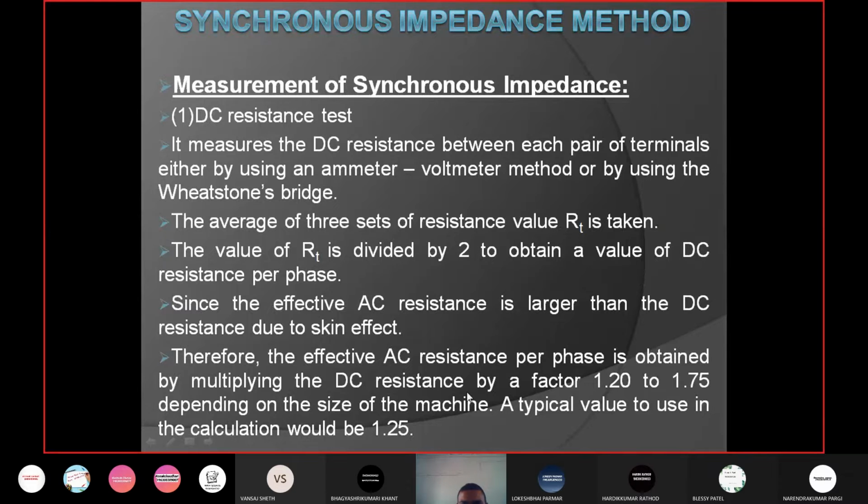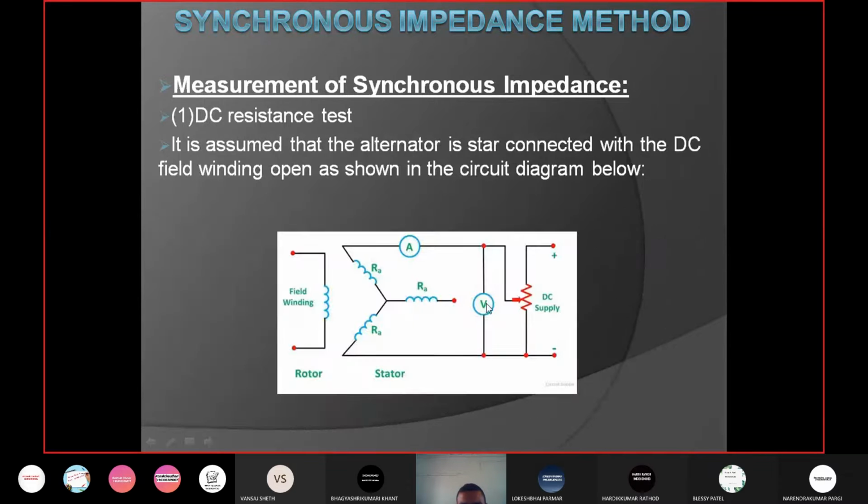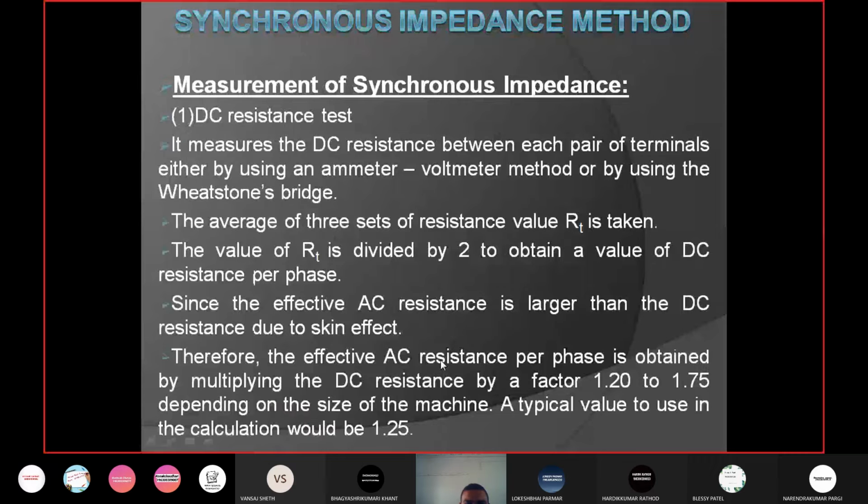Here is R1 between these two terminals, then R2, and between these it is R3. So R1, R2 and R3. The average of these three sets of resistance is taken as RT. Now this RT is divided by 2, which gives the DC resistance per phase. So DC resistance per phase is equal to RT by 2.